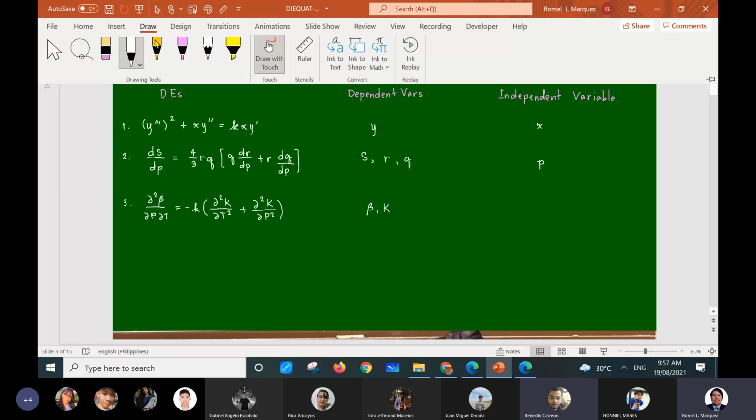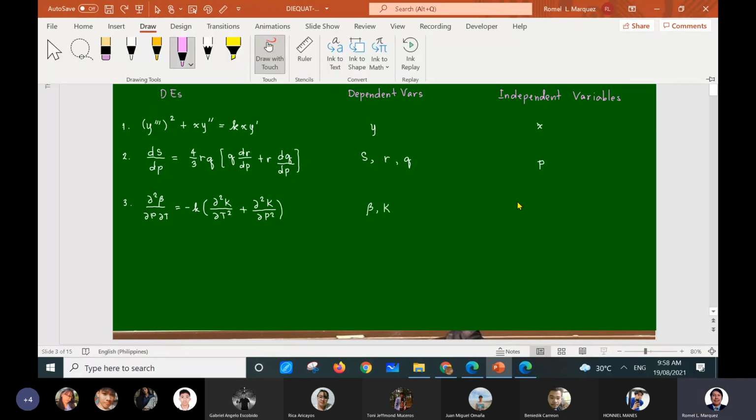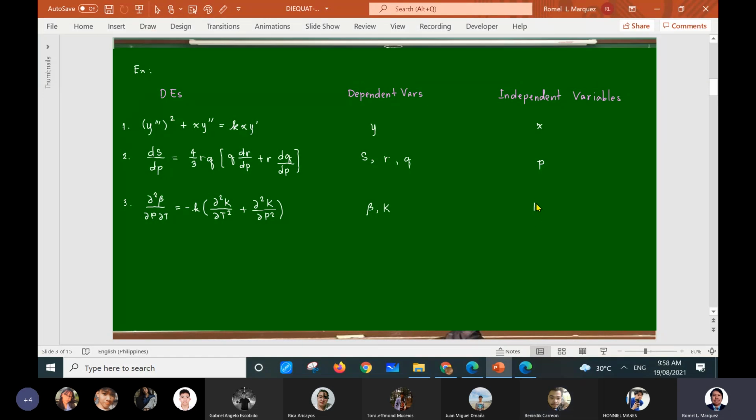P and T. So remember, if you have partial derivatives, expect that there are more than one what? More than one independent variables, no? So what are they? P and big T, no? Big P and big T. Okay? So K here is constant. It's just constant.